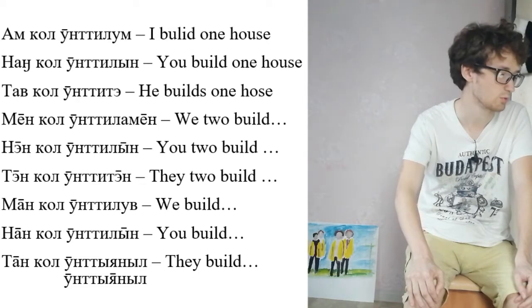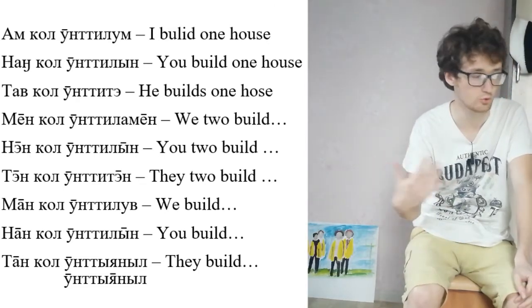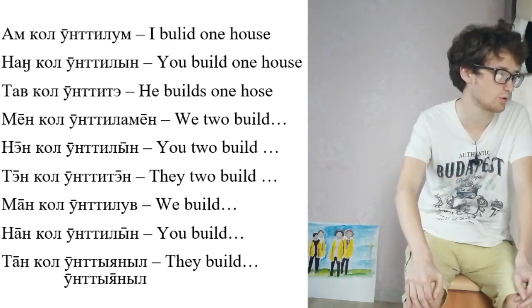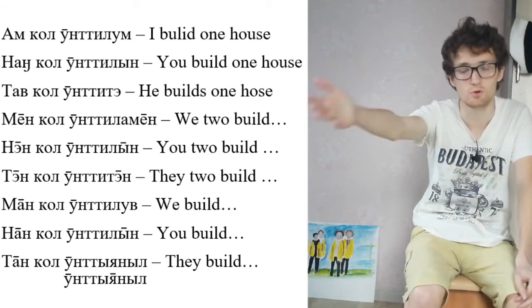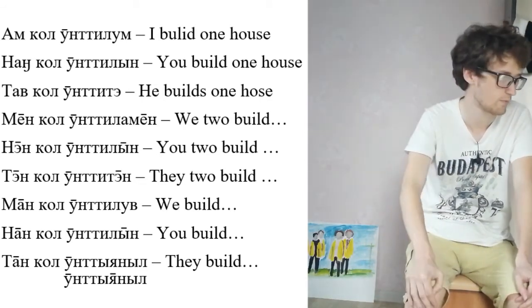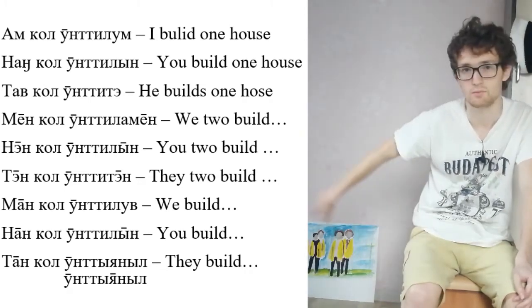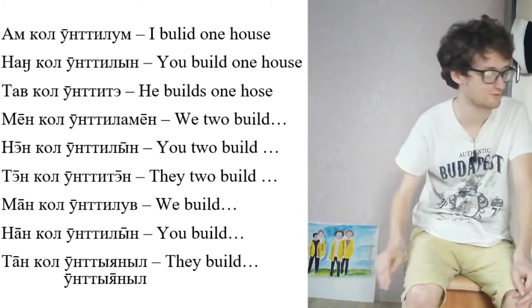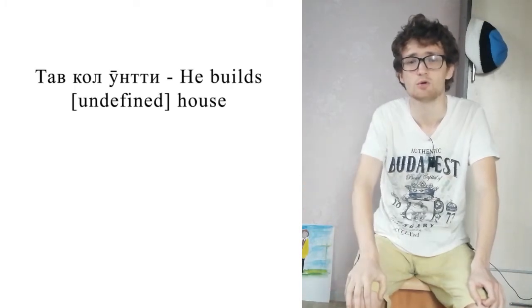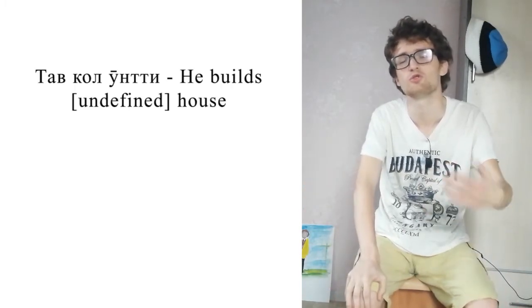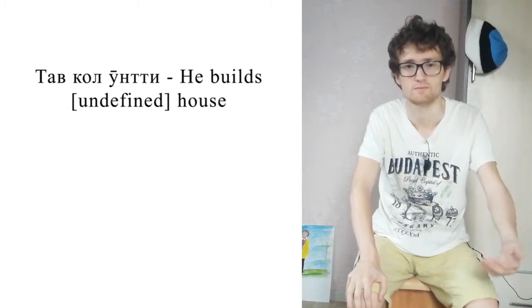Man koluntilu, we build the house. Nan koluntilin, you in plural build the house. Tan koluntiano, they build the house. Very important, if object is undefined, for example, he built some house, I don't know which, but he built the house, you should say tau kolunti. So you use non-object conjugation.